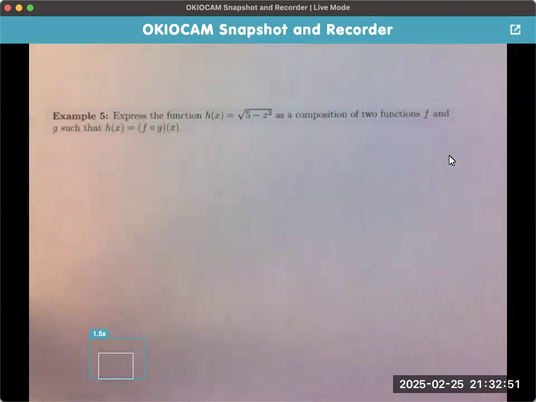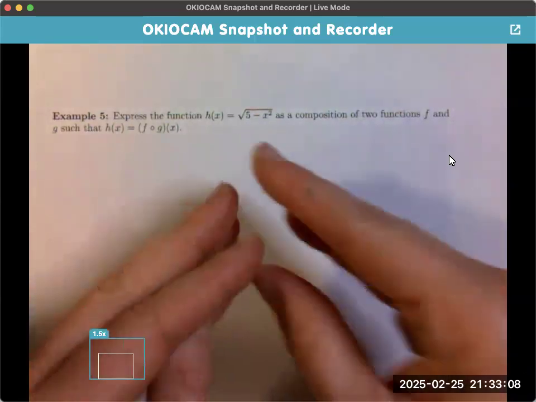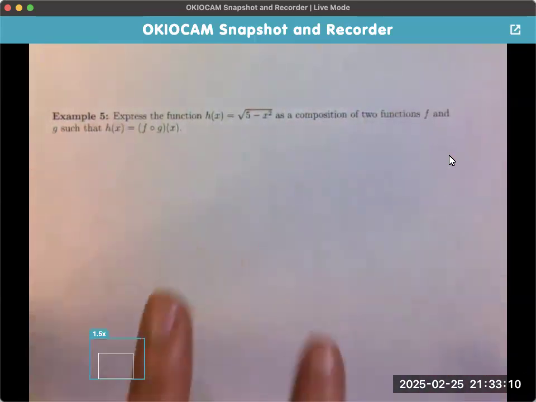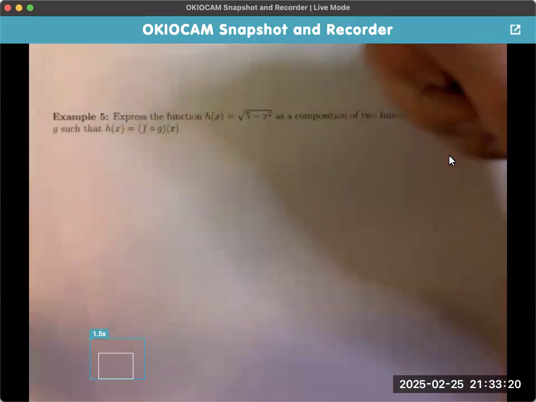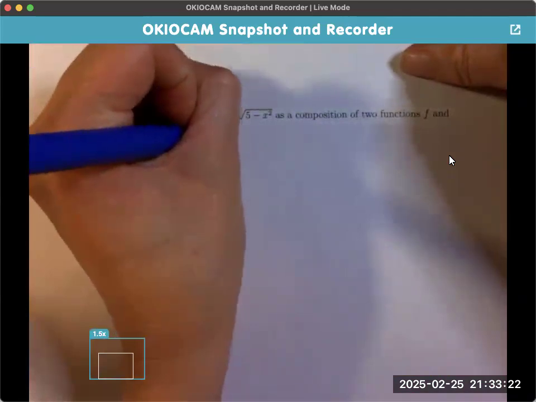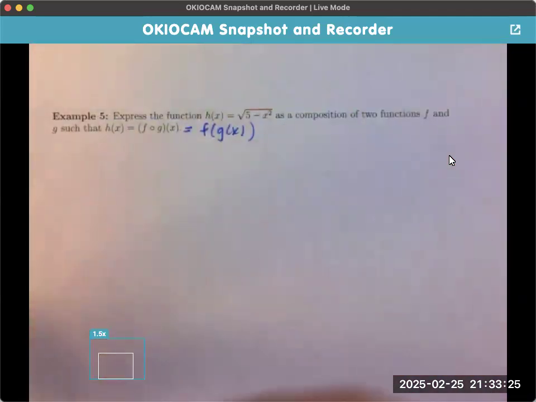So here's a function, h of x equals the square root of 5 minus x squared. It's a composite of two functions f and g, such that h is equal to f composed with g of x. So basically this says, here's a function, I want you to break it down into the two sub-functions. What's an f and what's a g that gives us h? Keep in mind that this has g nested inside of f.